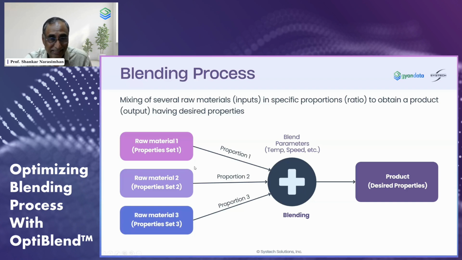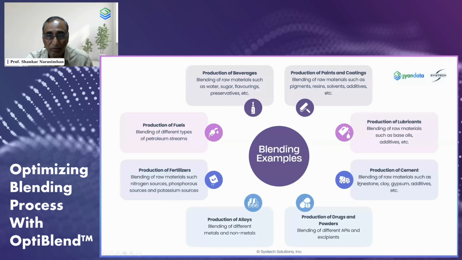So the raw materials and product could either be liquids or solids. In every case, you want products of desired characteristics or desired properties. That's what we call the blending problem. And this problem, although it's very simple, cuts across a wide variety of industries. You will find this problem.